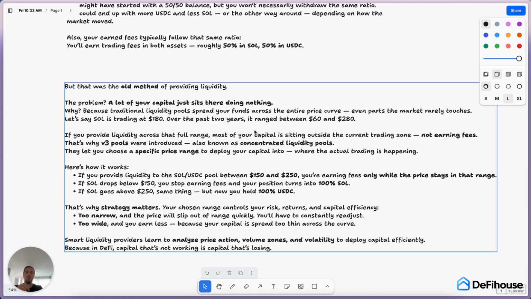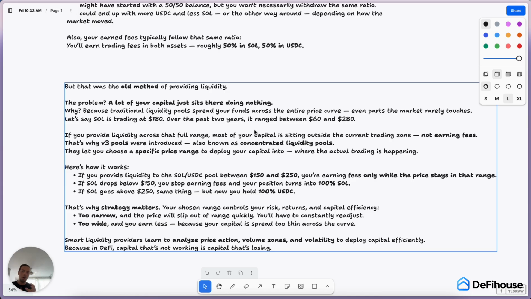So if you provide liquidity to the Sol USDC pool between 150 and 250, so maybe you checked the charts, you check the historical price movement, and you see that Solana is currently, let's say, at 180, and you don't expect the price to drop below 150 and not to rise above 250 within the next, I don't know, maybe a week, a month, it doesn't matter, based on your strategy, of course. So you are earning the fees only while the price stays in that range.